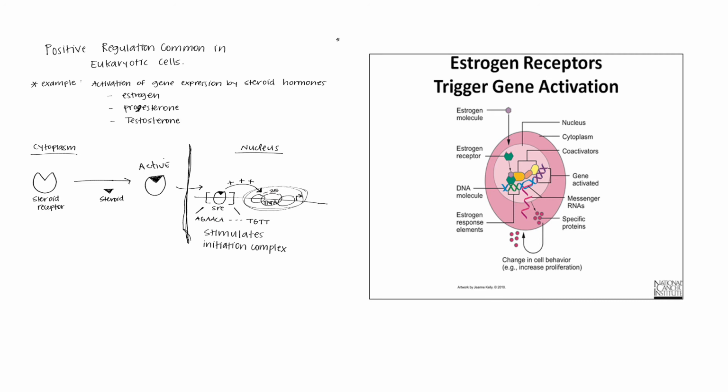So we're talking about positive regulation, which is common in eukaryotic cells. The example I'm going to give you is activation of gene expression by these steroid hormones. Like I mentioned, estrogen, progesterone, testosterone all have very similar mechanisms of action. The way these hormones function to change the properties of cells is by inducing transcription of very specific genes. Estrogen has a very specific set of genes that it turns on, as do progesterone and testosterone.